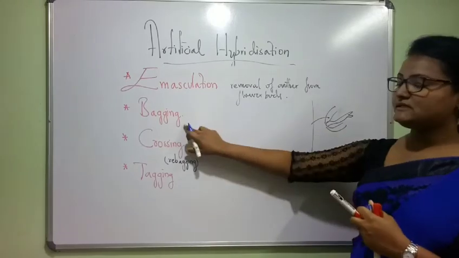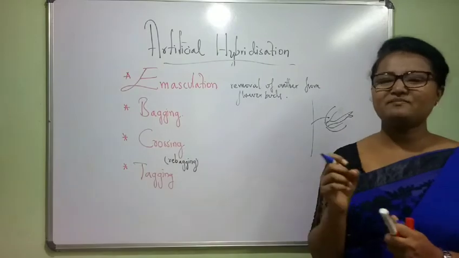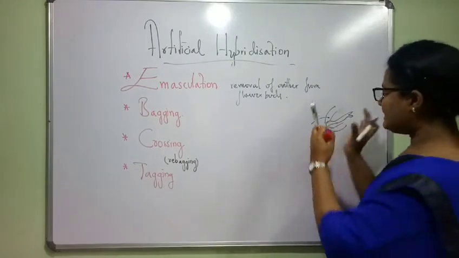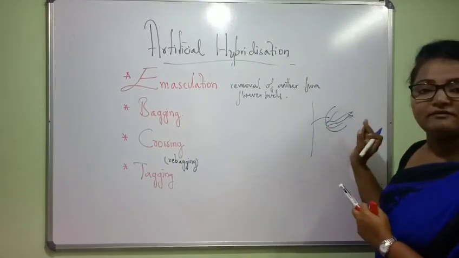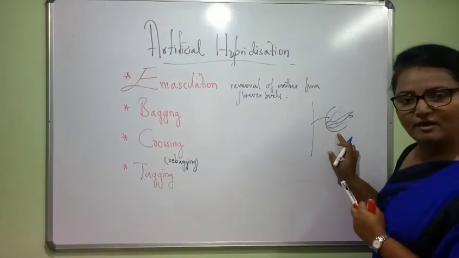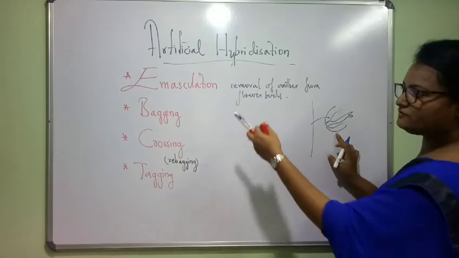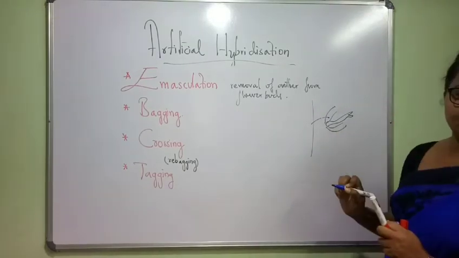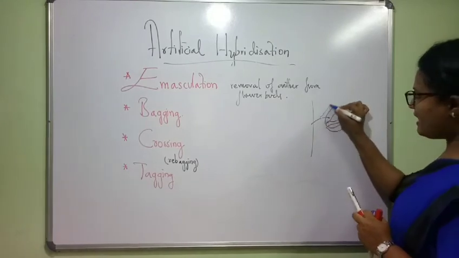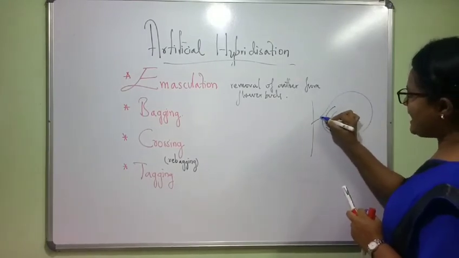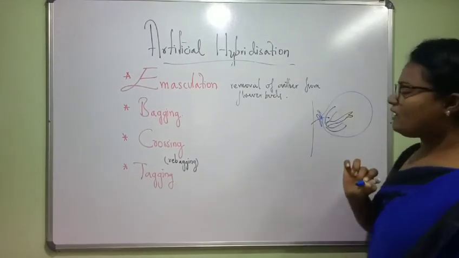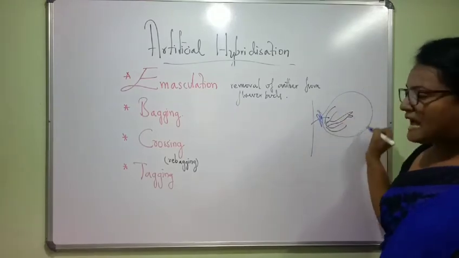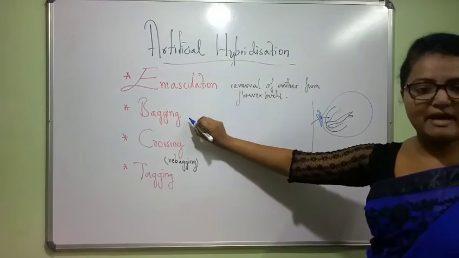The next step is bagging. Using polythene or butter paper bags, they cover the emasculated flower. Now this flower is called emasculated, because they performed emasculation and there is no anther here. Now the flower is bagged. That process we call bagging.